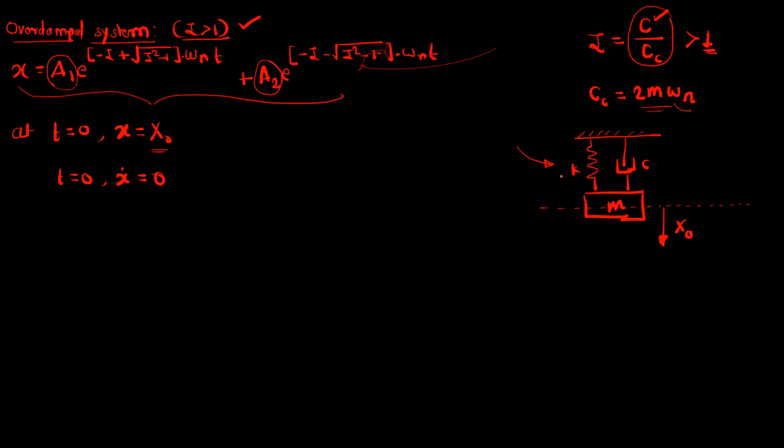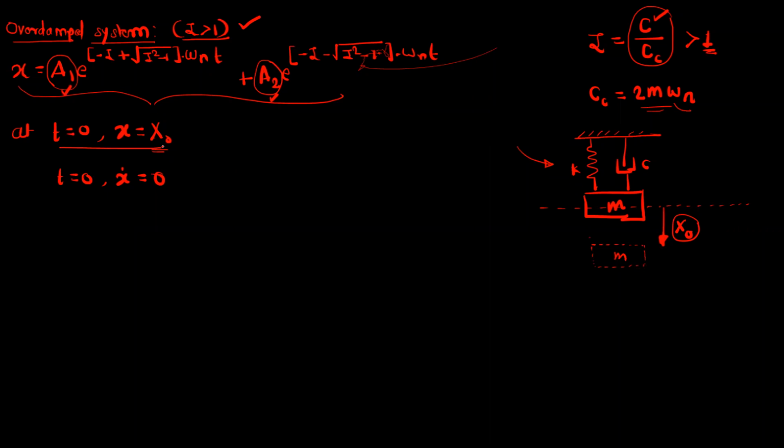So here, if you initially displace the mass by x0, initially the mass will be at this position. So this is called the initial displacement x0. And after this, we will simply release the mass and then the system will oscillate. So by using these initial conditions, we will find out the constants a1 and a2.